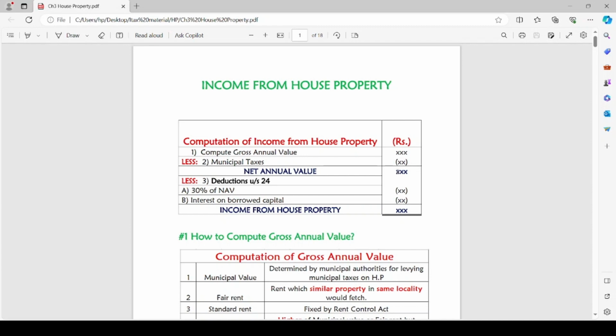The third step will be providing for deductions under section 24. Under section 24, there are 2 deductions. Under 24A, we deduct 30% of net annual value. Under section 24B, the second deduction is the interest on borrowed capital. We can claim the interest amount payable on the borrowed capital as a deduction under section 24B. Then we will arrive at a figure which is considered as income from house property for our tax purpose.